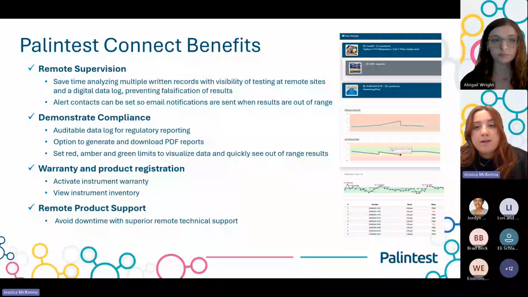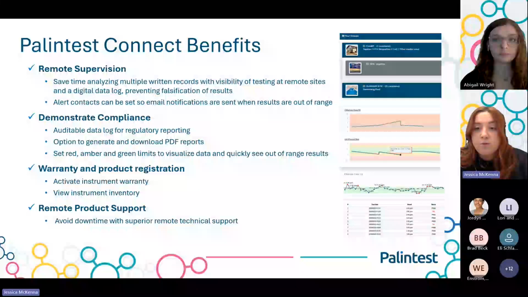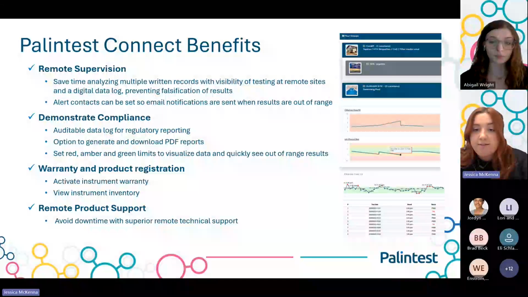So the key benefits with our Pale and Test Connect platform are remote supervision. You can save time sifting through pages of written records with visibility of measurement results from multiple remote sites. The data log is digital, uploaded directly from the instrument to ensure tests are actually being performed and results aren't being falsified. Using Pale and Test Connect also means you have an auditable data log and you can download reports for auditing and compliance purposes. Warranty and product registration: you can also register your product and activate your instrument warranty via the Pale and Test Connect platform. And finally, using the platform means you can receive remote technical support, avoiding any instrument downtime.